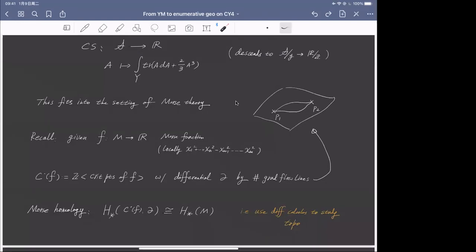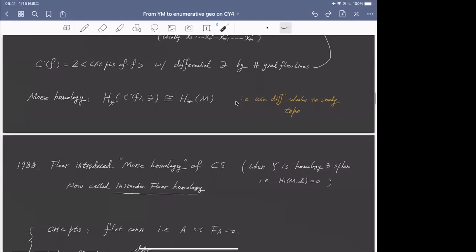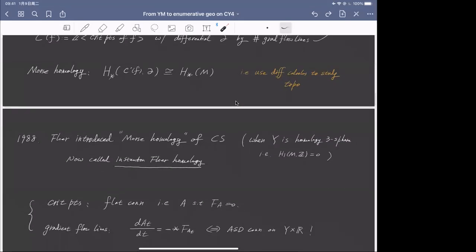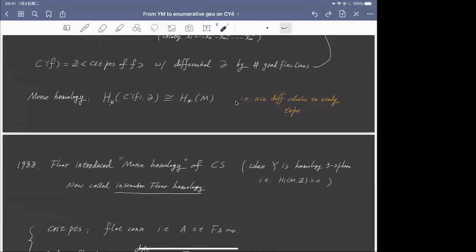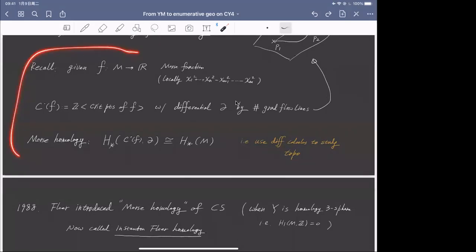This change of perspective is very, very important, because it means that we are essentially using differential calculus, because F is a smooth function, to study topology. So in 1988, 6 years after Donaldson's work, Floer introduced Morse homology following this perspective. He introduced the Morse homology of the Chern-Simons functional.